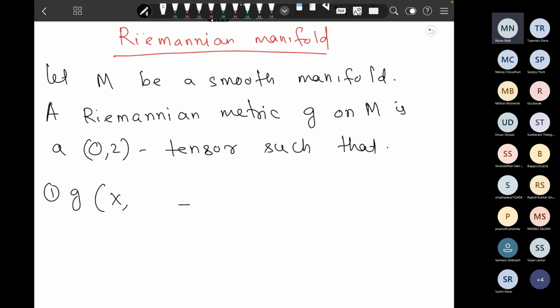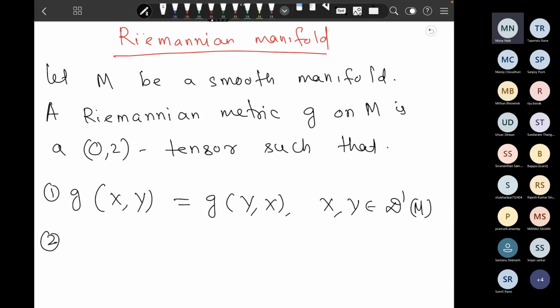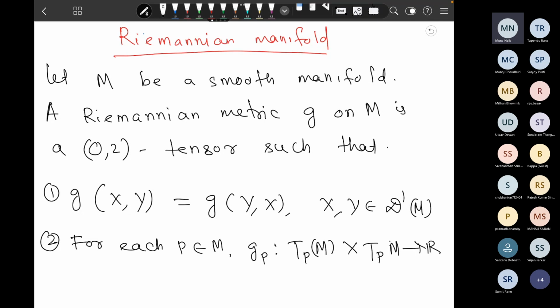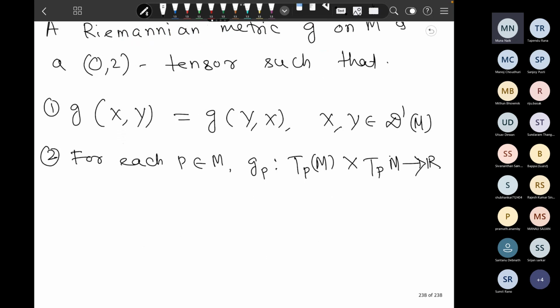G of xy is equal to G of yx, where x, y belong to D1M. The second thing is that for each p belonging to M, GP will map from TPM cross TPM to R and is positive definite.